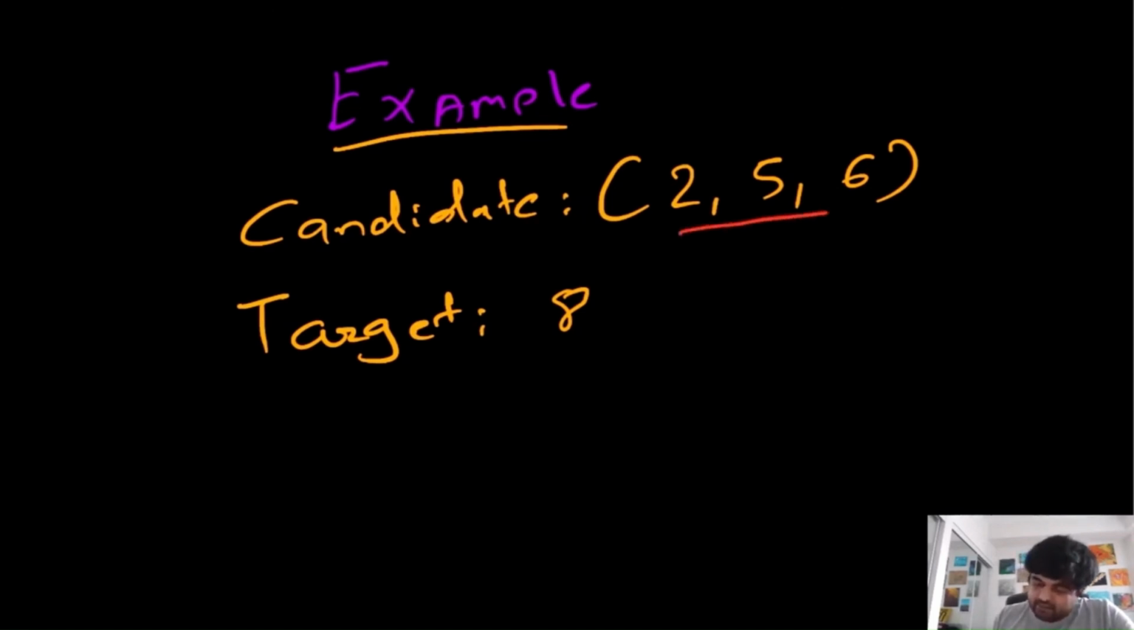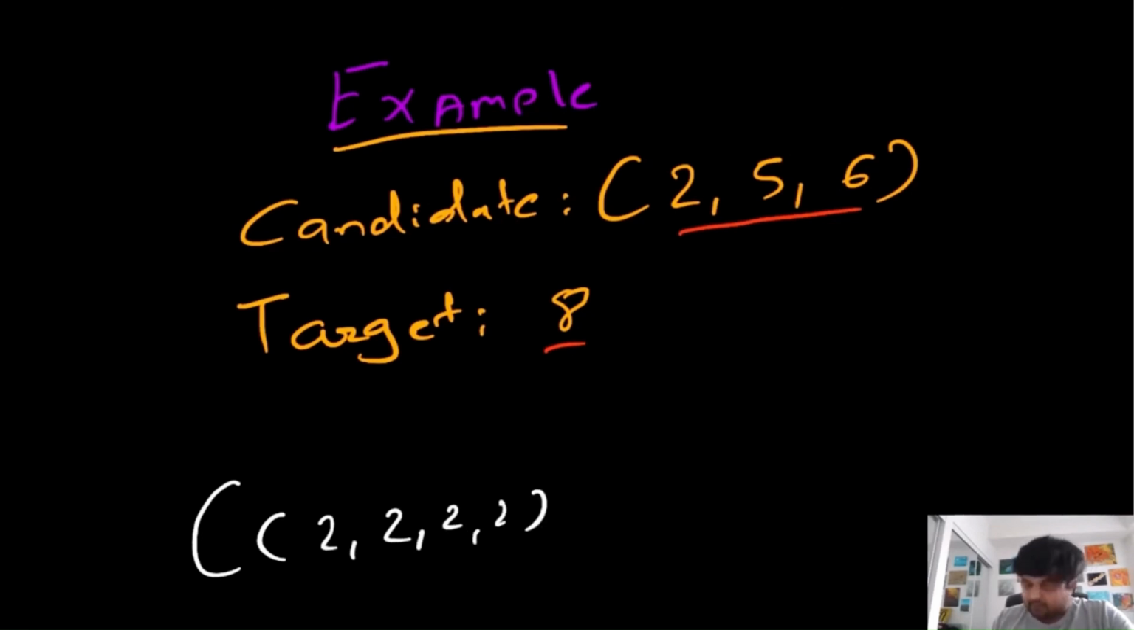So we are given three candidates, 2, 5 and 6, and we need to see what all the combinations we can get out of these candidates to achieve the target value 8. Now just by looking at it, we know that the two combinations we can create are 2, 2, 2, 2. This is one combination, and the second combination we can create is 2, 6, and this would be our answer.